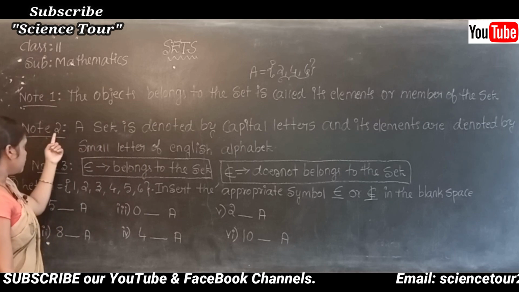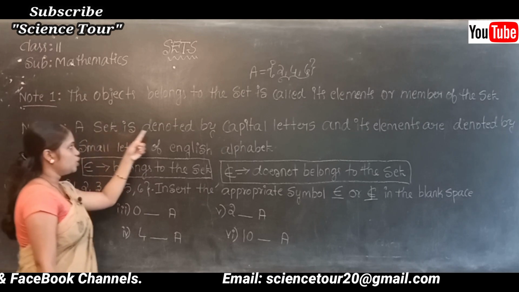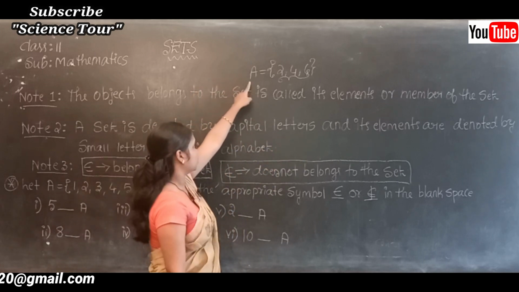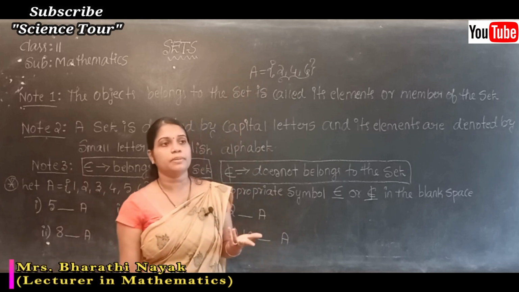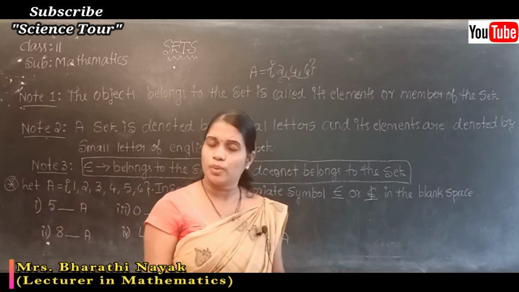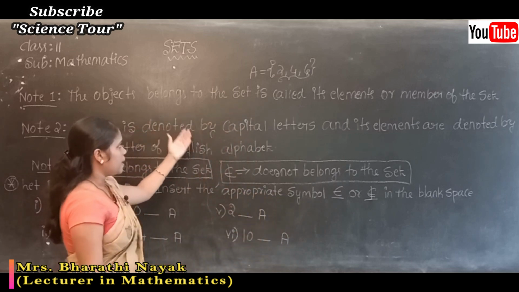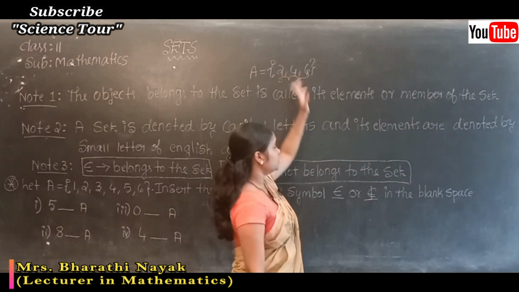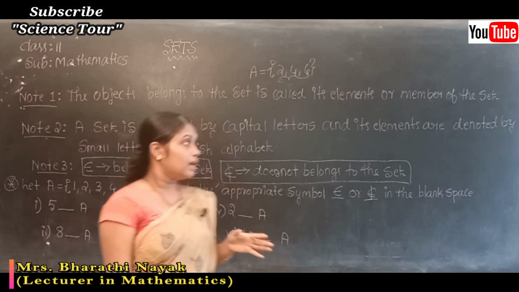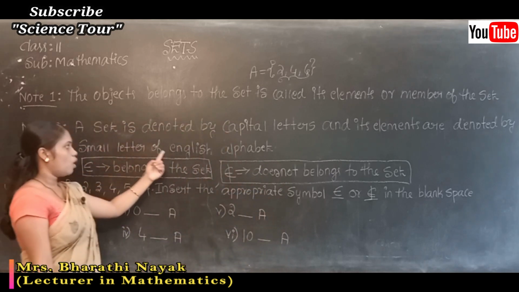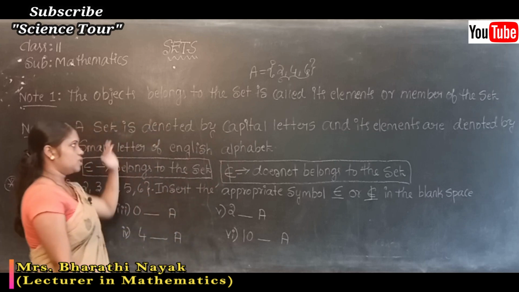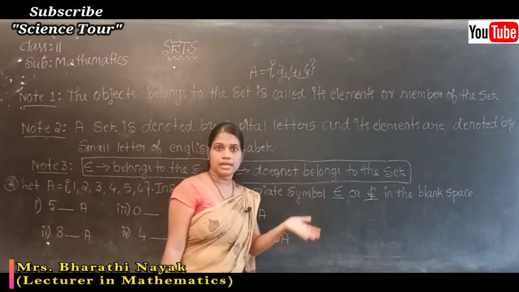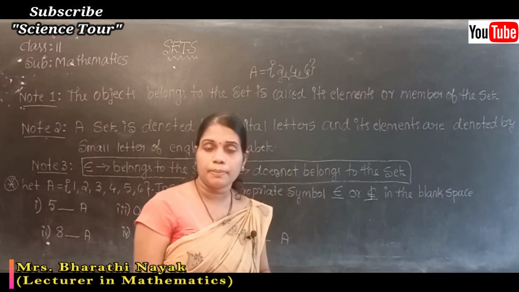So next, note number 2 I will consider. A set is denoted by capital letters. The set is always denoted by a capital letter, like capital letter A, or we can also denote it by capital letter B or capital letter C. So a set is denoted by capital letters and its elements are denoted by small letters of the English alphabet. A set is always denoted by capital letters like A, B or C, as well as its elements are denoted by small letters.